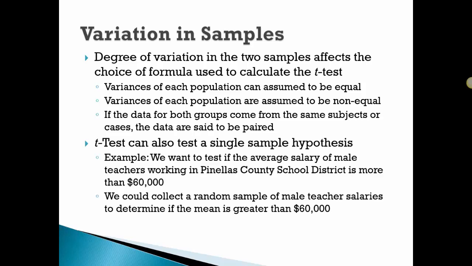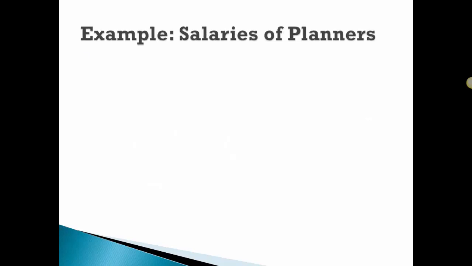For example, if we want to test if the average salary of male teachers working in Pinellas County is more than $60,000, then our null would be that it is equal to $60,000 versus the alternative, which is greater than. We would collect a random sample of male teacher salaries and determine if the mean is in fact greater than $60,000.